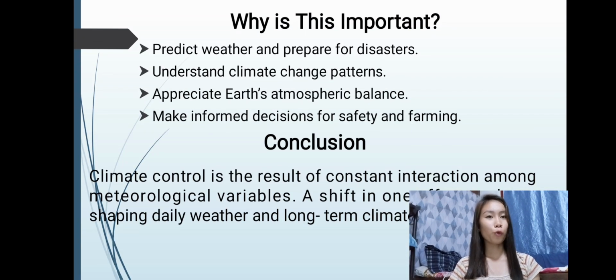Now, why is this important? Understanding how these variables interact is important. Why? Because it helps meteorologists predict weather accurately. It also makes us aware of how climate change affects our environment. Knowing this allows us to prepare for disaster, protect crops, and stay safe during extreme weather events.